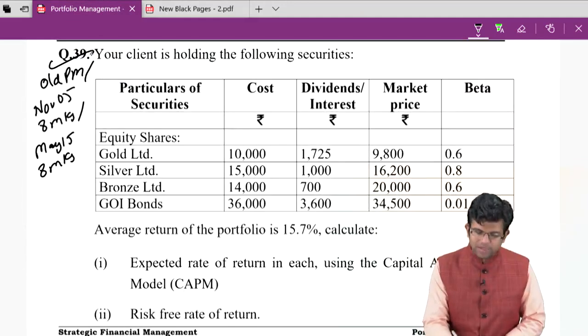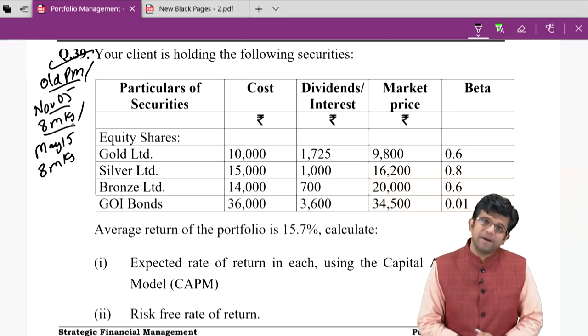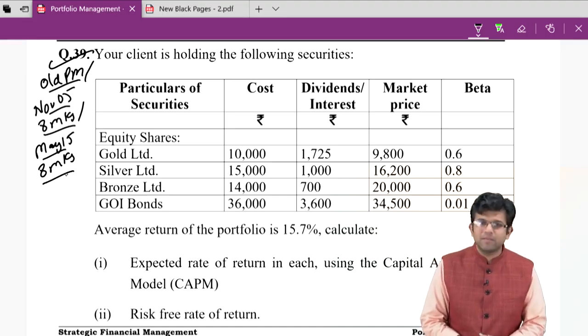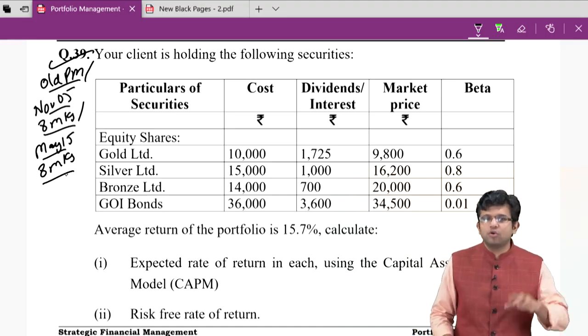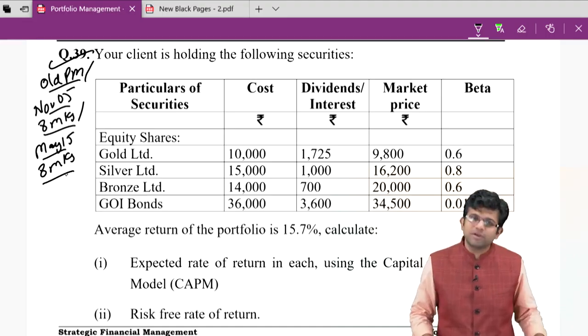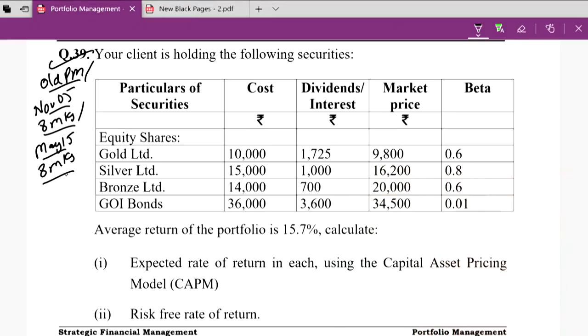Let's now do question number 39. Students, this question is also there in the old practice manual. November 2005 paper, it came for 8 marks, and May 15 paper, it also came for 8 marks. Students, I would request all of you to pause the video here and read the question once, please. Okay students, so I hope you all read this question.